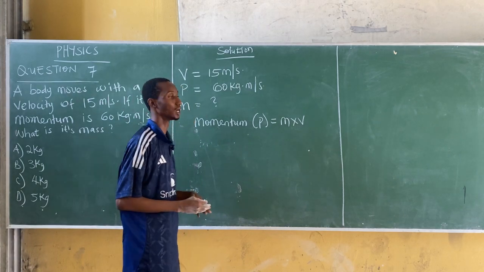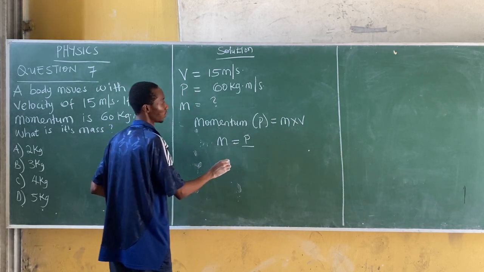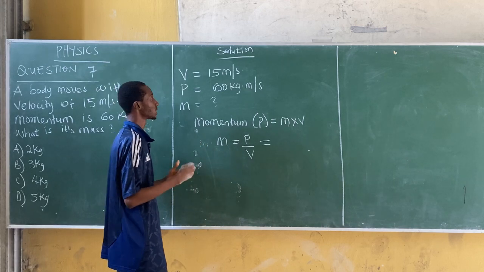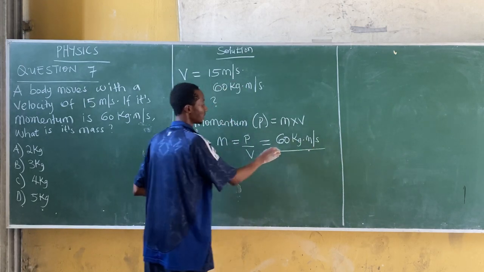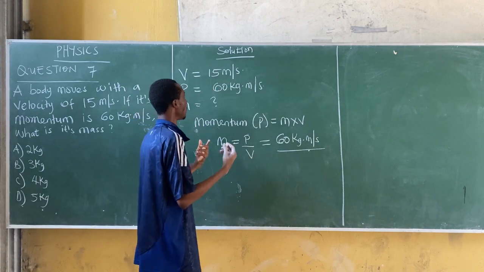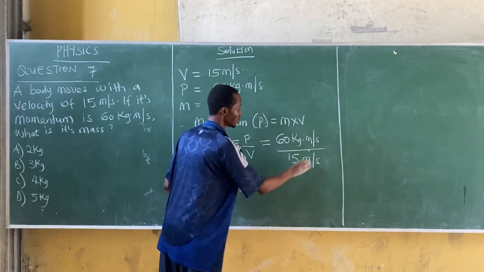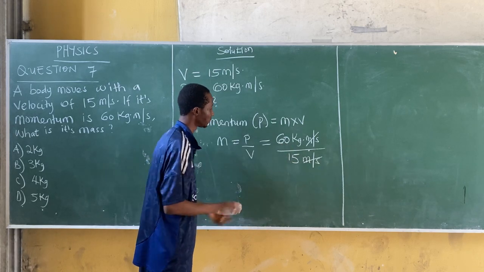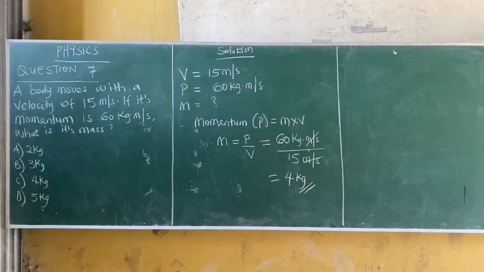If we make mass the subject of the formula, we have mass equal to momentum over velocity. The value for momentum here is 60 kilogram meter per second, divided by our velocity, 15 meters per second. When we divide, meters per second cancels meters per second, and we are left with kilogram. 60 divided by 15 is 4 kg. This is our final answer. Therefore, the correct option for this question is option C with 4 kilogram.